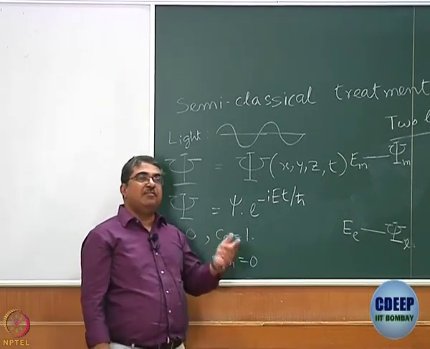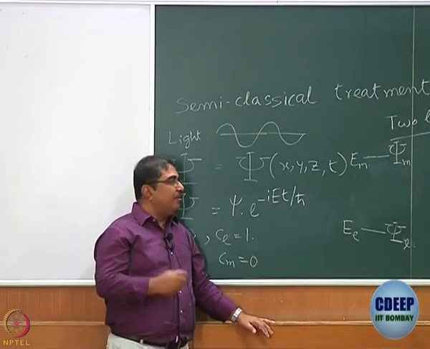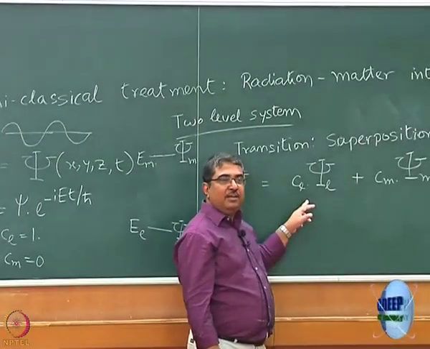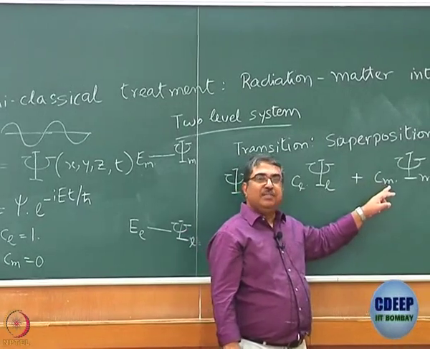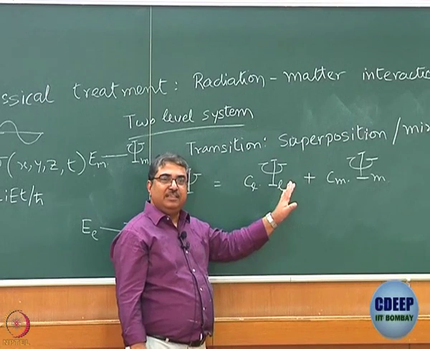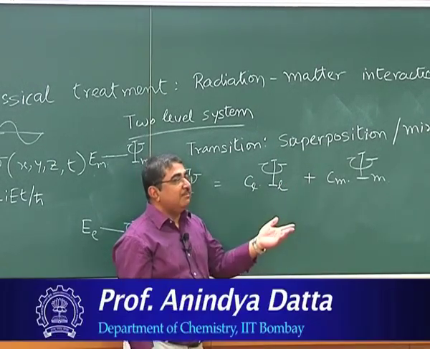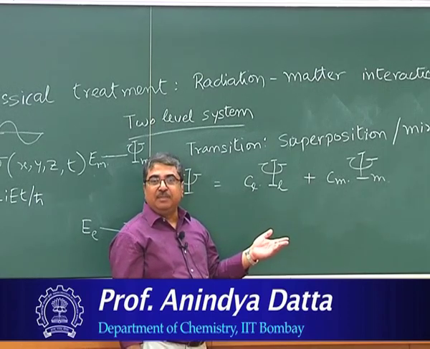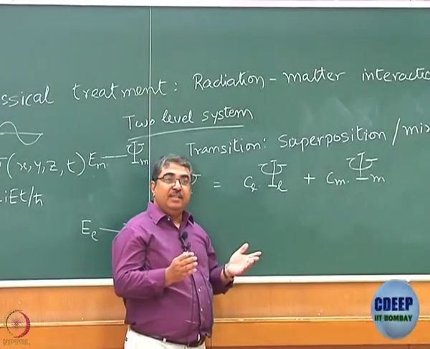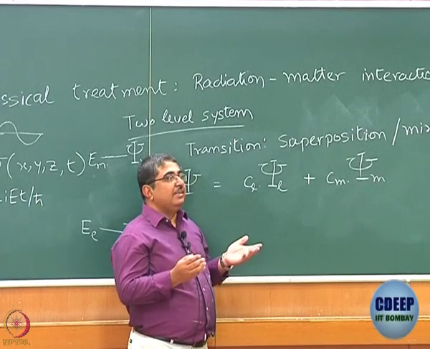What happens sometime after I have switched on the perturbation? Let it be initial time. Now, Cl will decrease a little bit from 1, Cm will increase a little bit from 0. Now, you need to write the linear sum as the wave function. And if you work at long times after switching on the perturbation, then of course Cl and Cm can even become comparable, depending on what kind of system you are working with, what kind of electric field you have used.